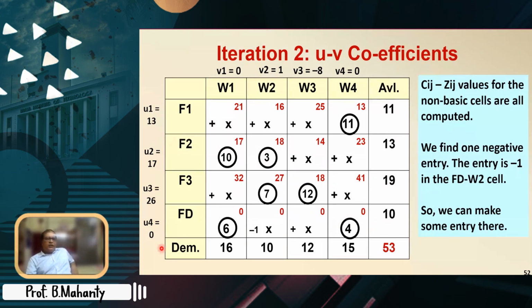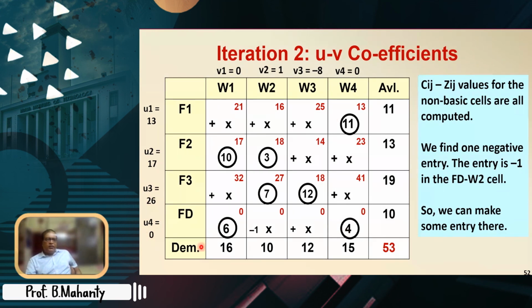Again the UV coefficients are recomputed, so 0 will give 0, this 0 will give 17, this 17 would give 1, this 1 would give 26, this 26 would give -8, this 0 would have got another 0 here, and this 0 would have got 13. So all the UV coefficients are obtained, and do not forget to cross check, right? Always cross check 13 and 0 13, 17 and 0 17, 17 and 1 18, 26 and 1 27, 26 and -8 18, 0 and 0 and 0 0.